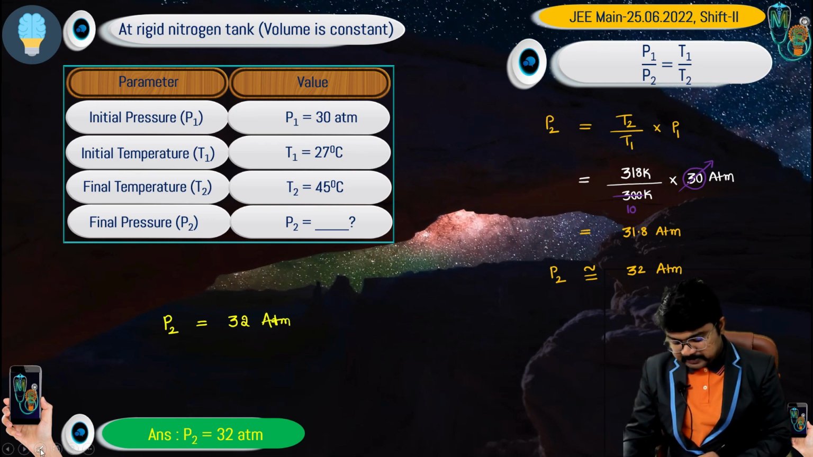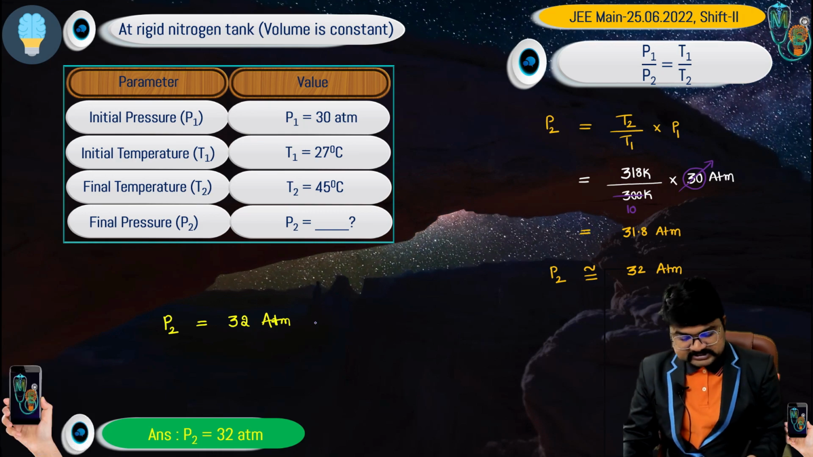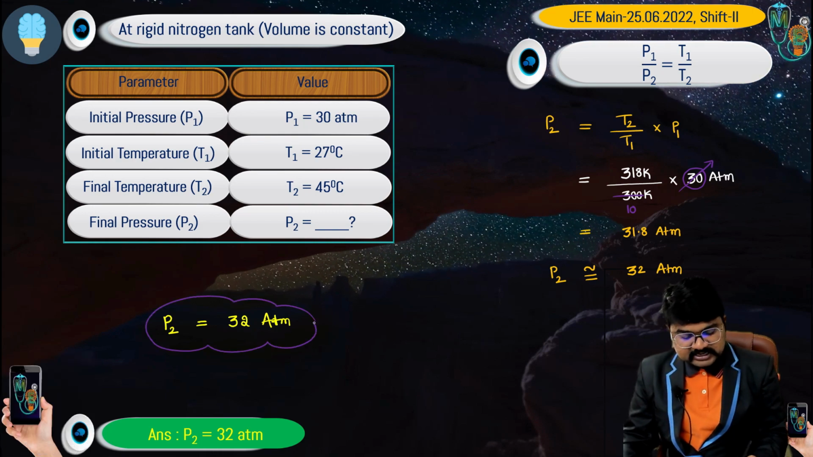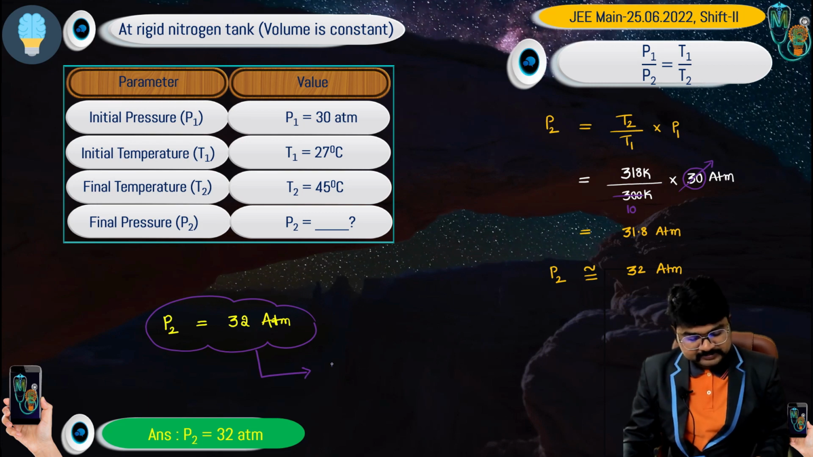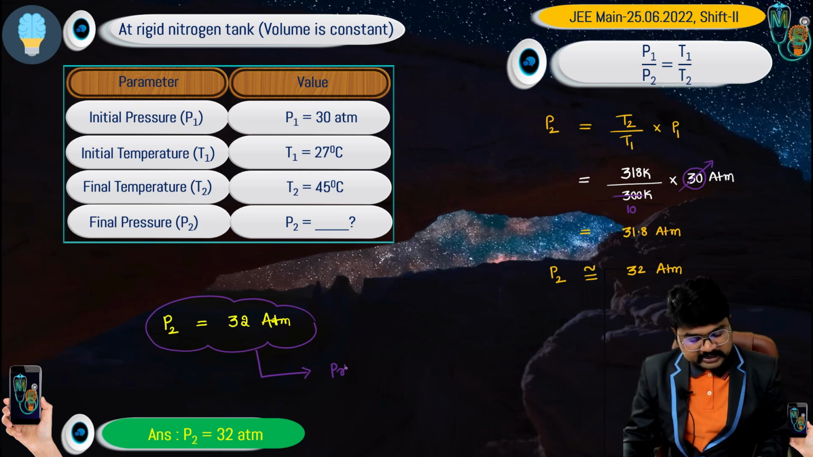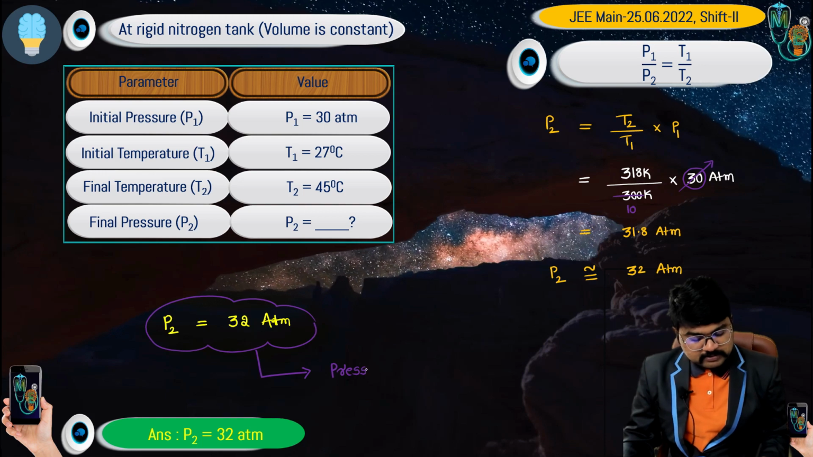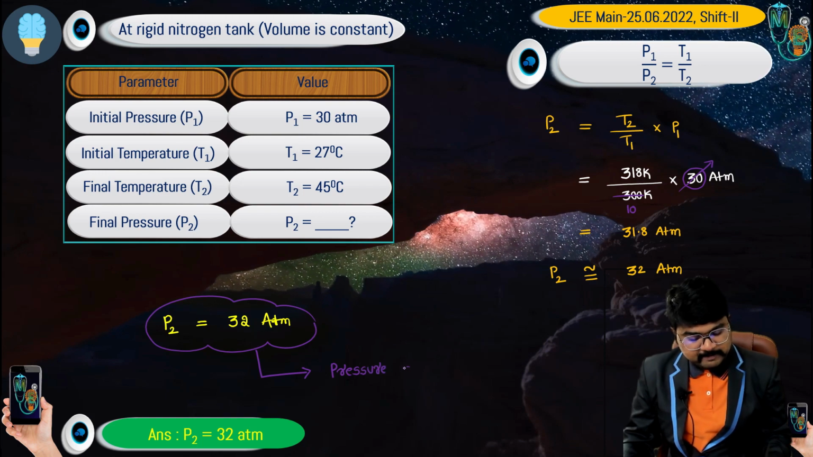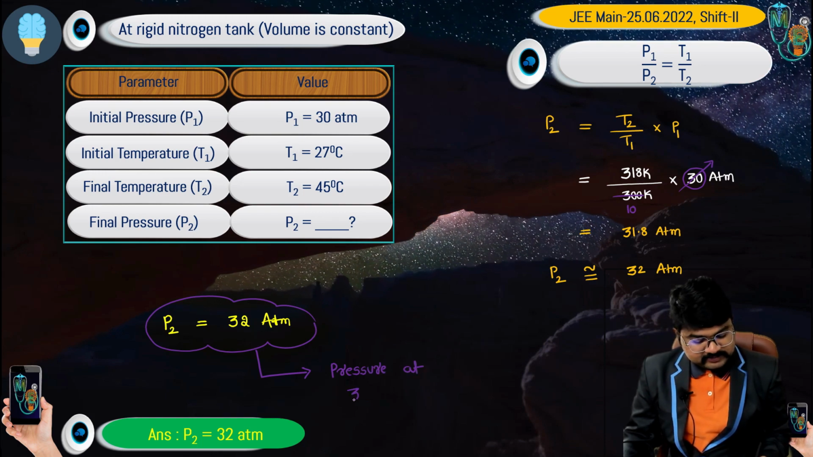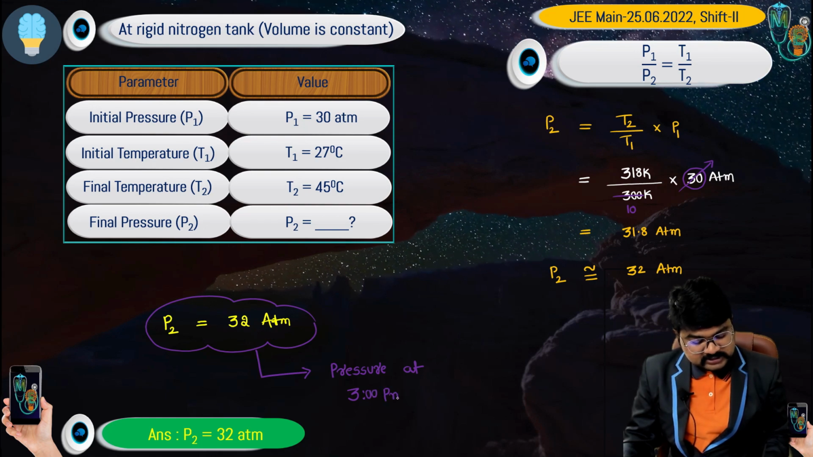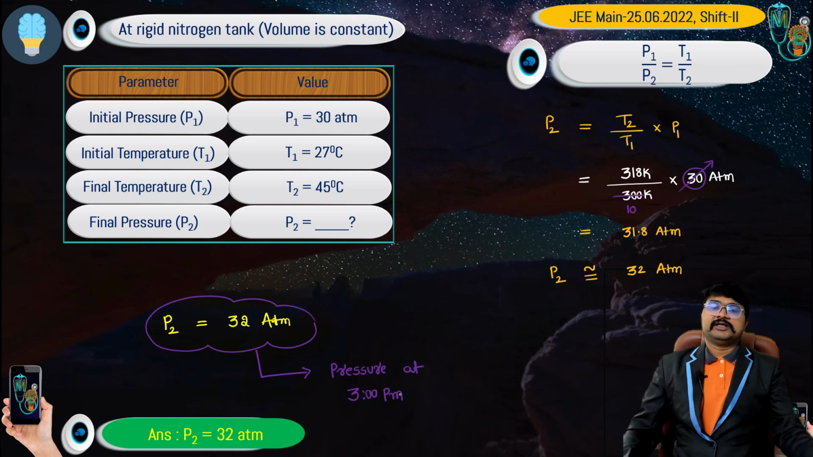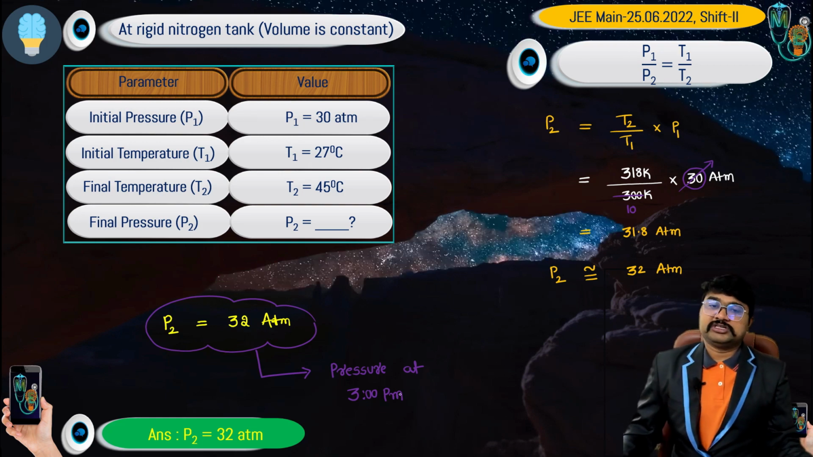This is the pressure at 6 p.m. Pressure in the rigid tank at 3 p.m. Pressure at 3 p.m. This would be 3 p.m. Understood now? So this is the way to solve this problem.